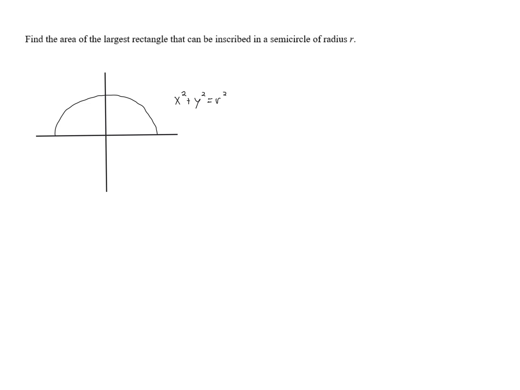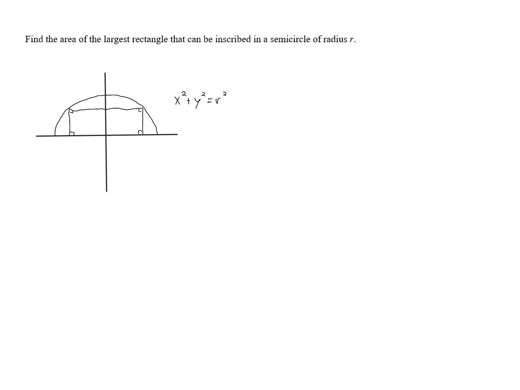And we want to have a rectangle that is inscribed in it. So it's going to look something like this. And there's lots of rectangles that we could inscribe here. We could have one that's short and wide. We could have one that's really tall and narrow, and anything in between. But what we want to do is figure out amongst those different rectangles which one has the largest area.